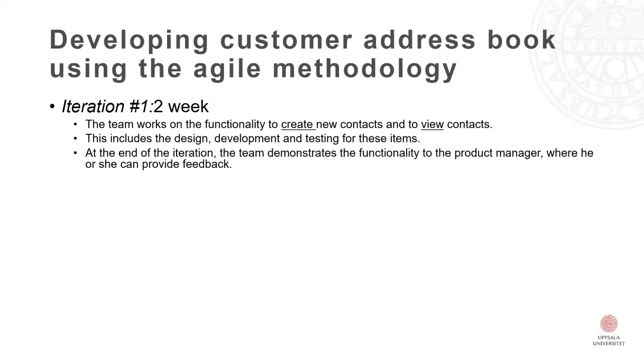For example, in the first iteration, the team works on two of the most important functionalities, which the customer said are of huge importance, so they are implemented first. For example, creating contacts and viewing contacts. Then this will go through all four steps of analysis, design, development, and testing. And then at the end of this iteration, the team will demonstrate their work with these functionalities to the product manager and also to the customers. And this can be a short iteration.